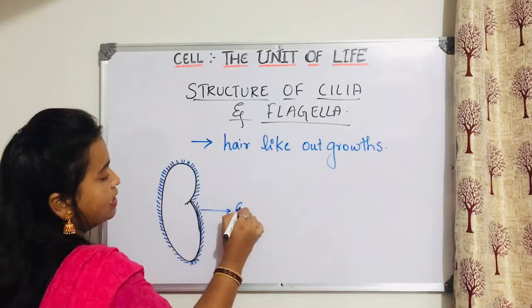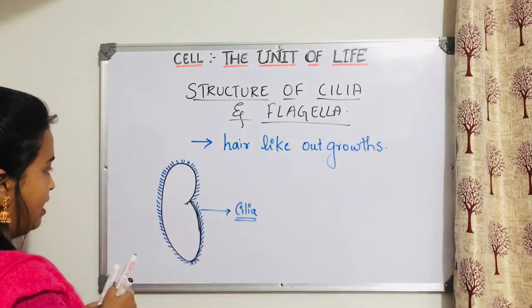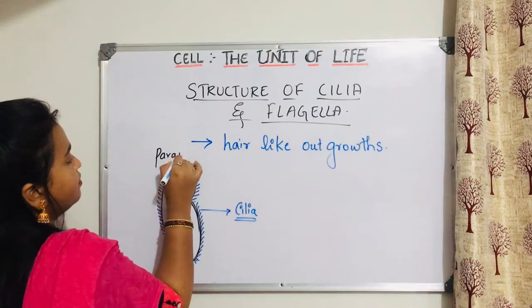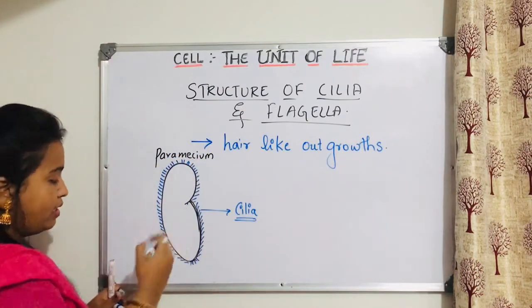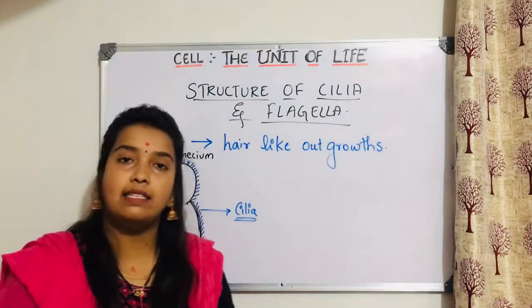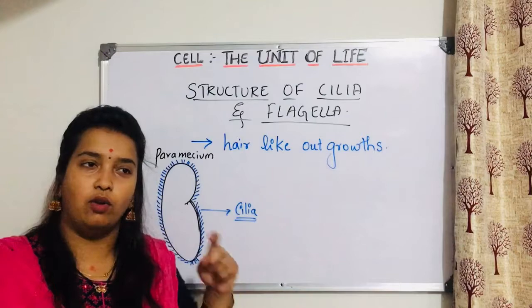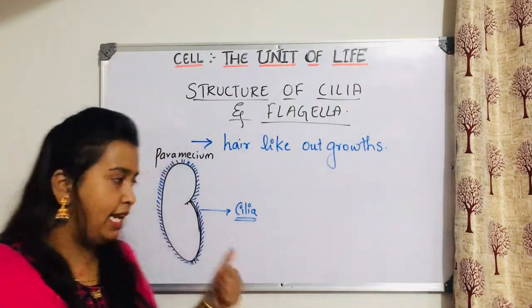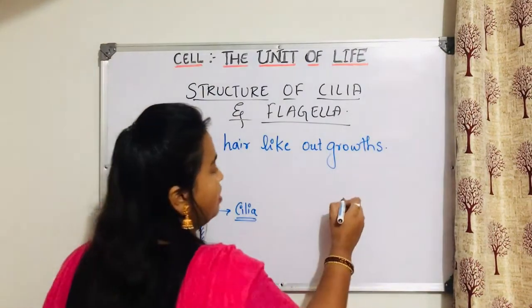These are called cilia. And what is this organism? This organism is paramecium. We are talking about paramecium. What does paramecium have on the surface of its body? It has very small, numerous hair-like outgrowths. It looks like our eyelashes, small hair-like outgrowths. Okay, this is cilia.